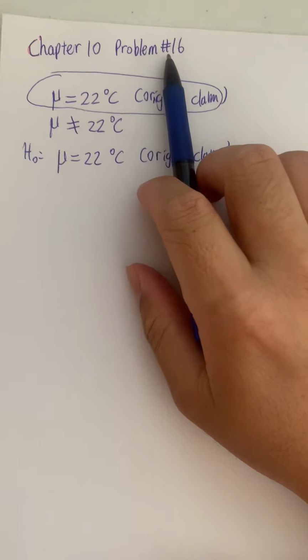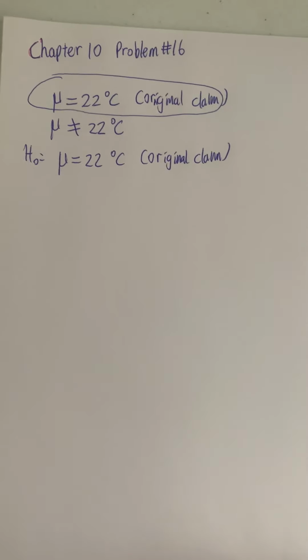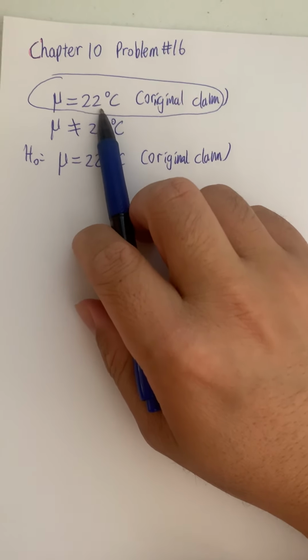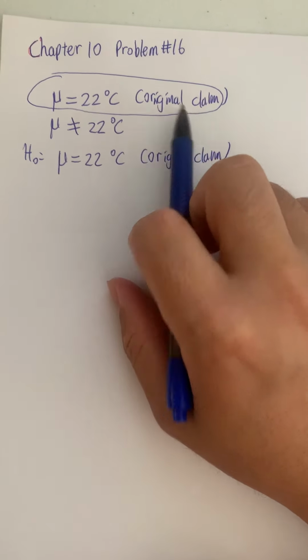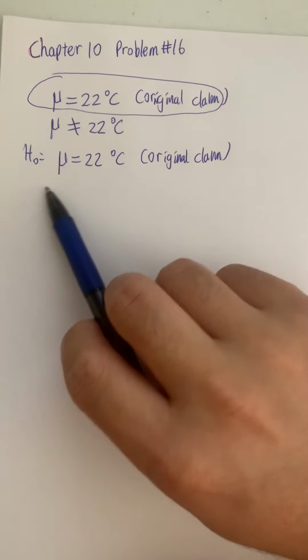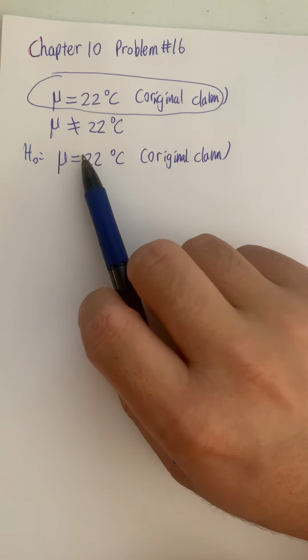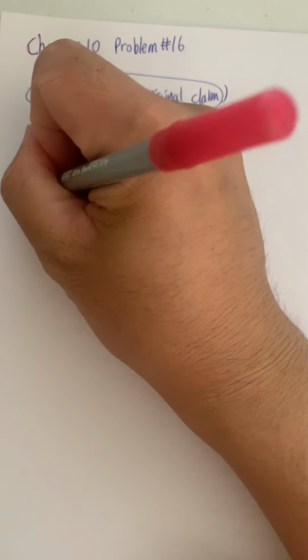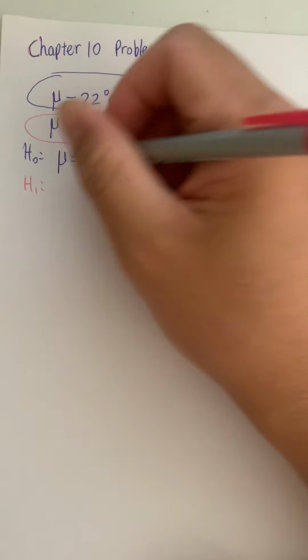So we're going to look at chapter 10, problem number 16. Look at the problem. The claim is the population mean is equal to 22 degrees Celsius. That's the original claim, and the complement of equal to is not equal to. The one that contains the equality sign is the null hypothesis, and then the alternative hypothesis is this one.